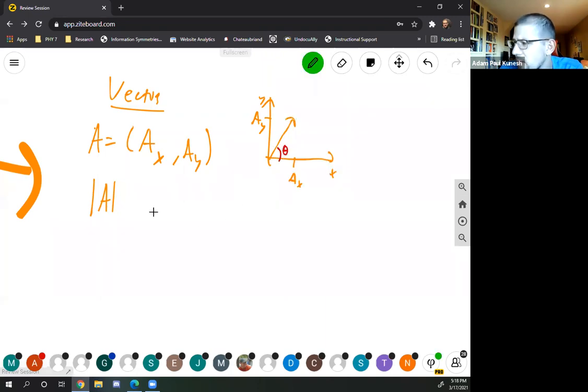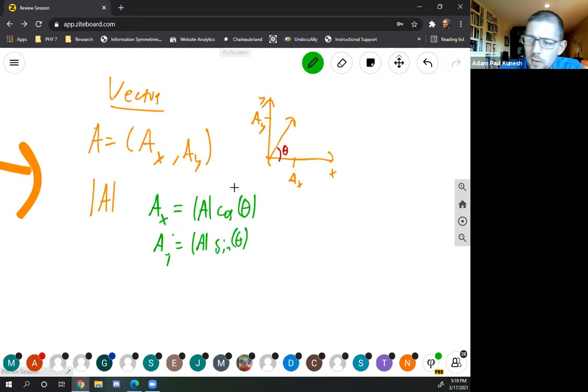then I can calculate the x and y components. ax is magnitude times cosine theta. And ay is magnitude times sine of theta. This is called vector decomposition. It lets me decompose my vector from magnitude and direction form into components, x and y. So this version up here, I call the component form.